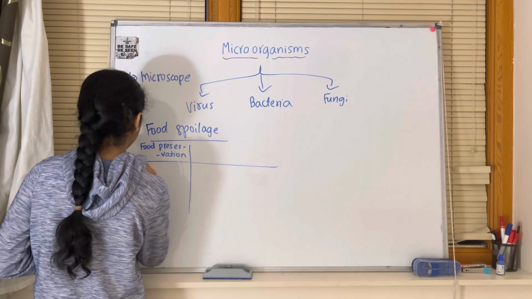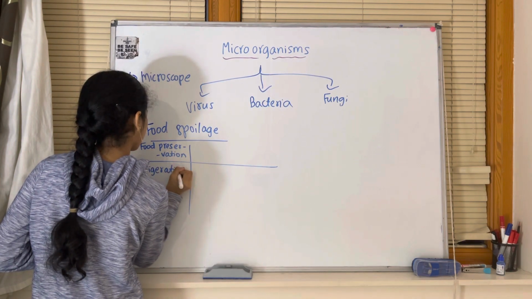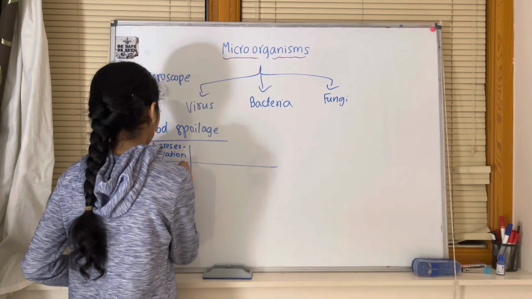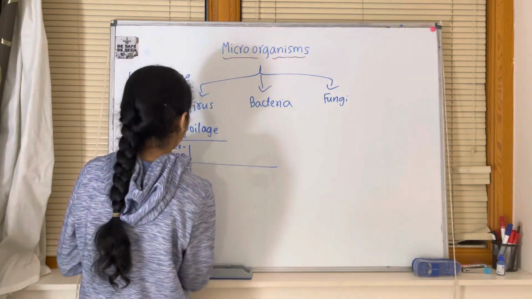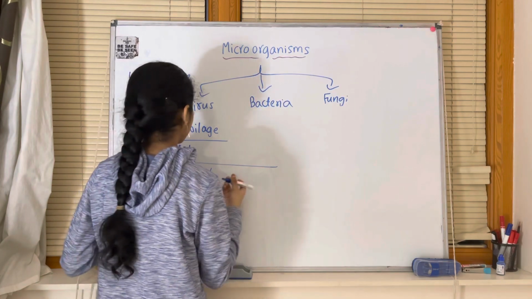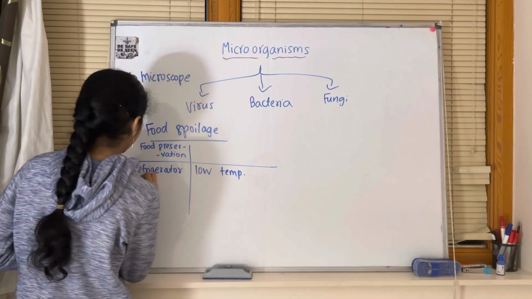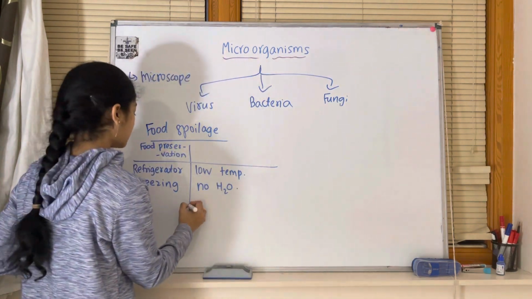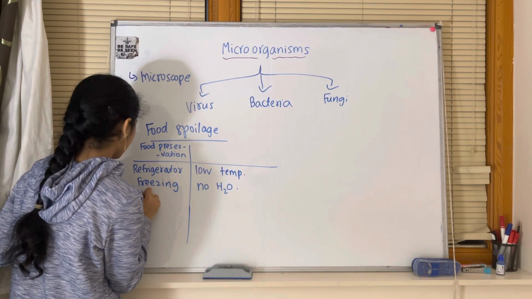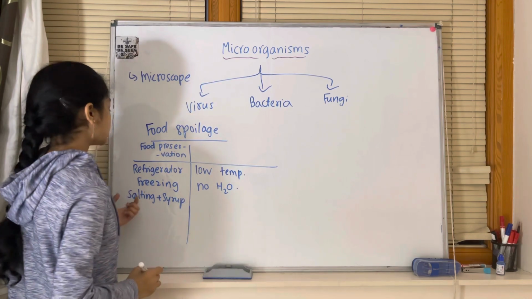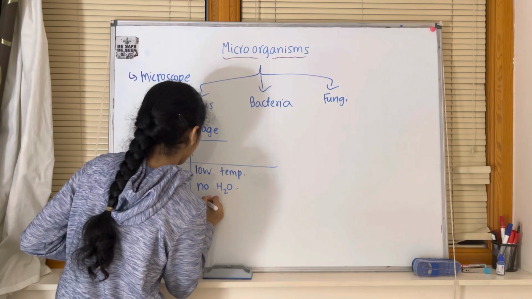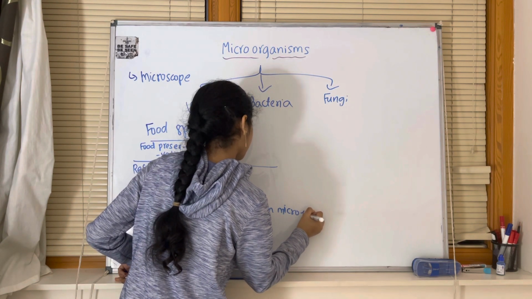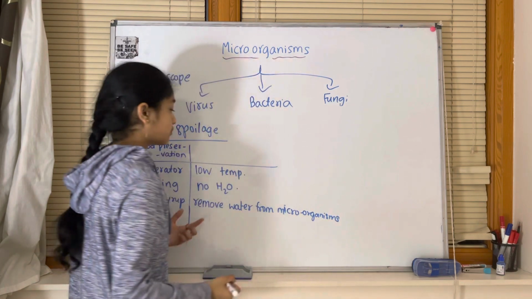The first technique is the refrigerator. Why is a refrigerator used to preserve food? Because a refrigerator has low temperature. This is where the microorganisms won't work. Then freezing: low temperature, and no water. If there's no water, microorganisms cannot work. And then we can also use salting and syrup. The salt and the sugar in the syrup remove water from microorganism cells, so they cannot work and will die out.